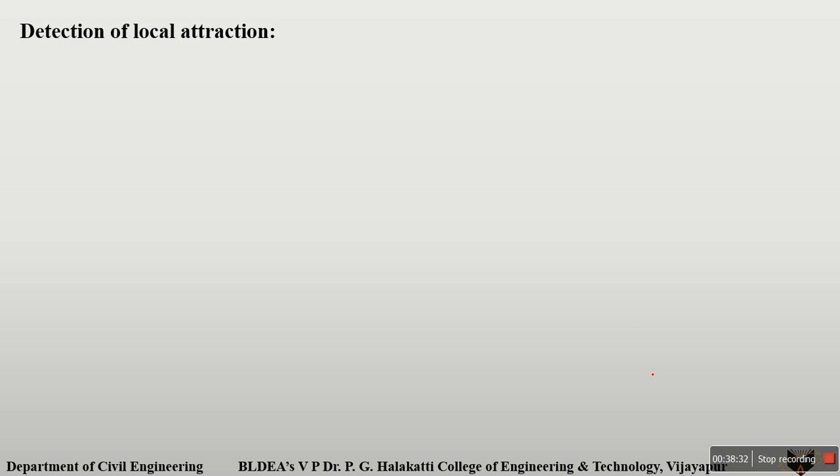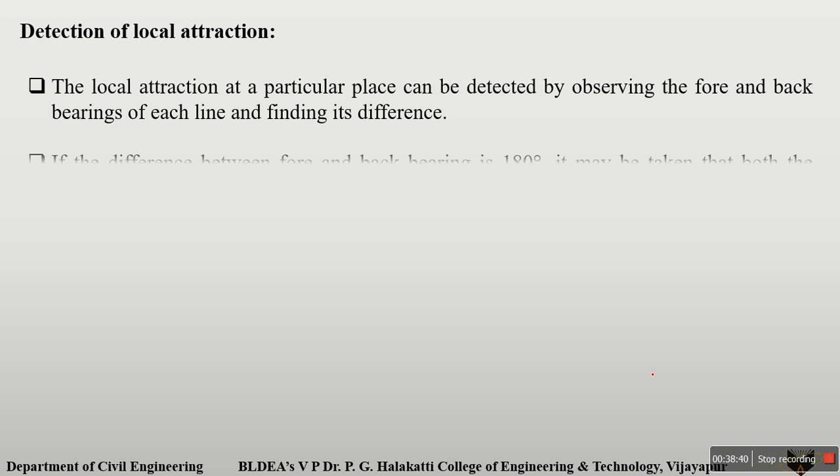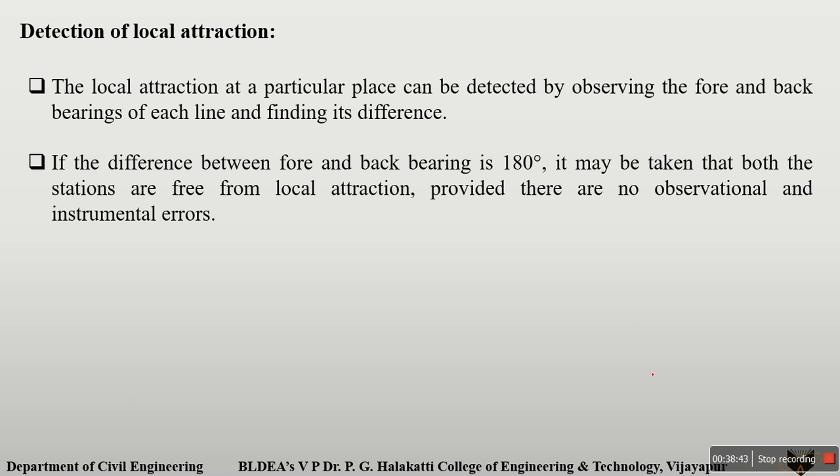Now, how to find out the local attraction after observing the bearings in the field? That is very simple. Just observe the forward bearing as well as the back bearing of the lines. Whatever lines you have measured in the field, suppose there is a line AB. You have to measure the forward bearing of AB, and this one is the back bearing.